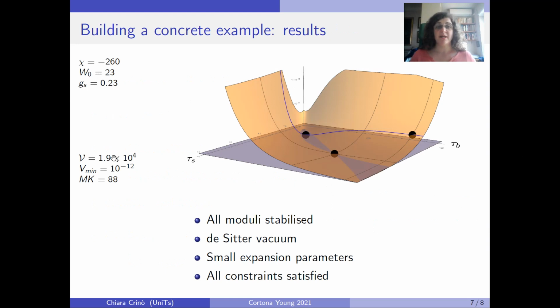Here I report the main data of the explicit model that in the end we managed to construct and the scalar potential plotted just in terms of the two scalar moduli. I would like to point out that this model satisfies all our requirements. In particular, all moduli are stabilized at the de Sitter minimum. The perturbative expansions are under control, and in general, all consistency conditions are satisfied, though we are usually at the boundary of the region of validity.